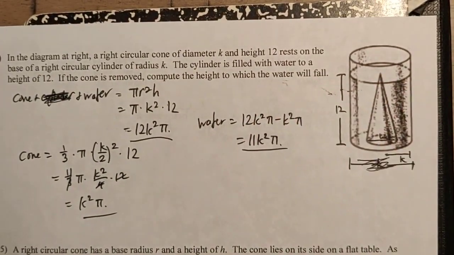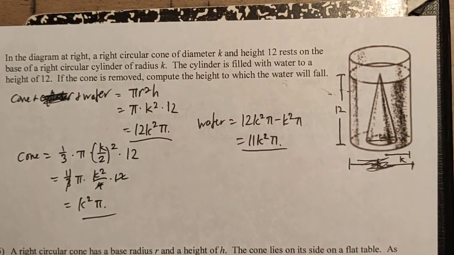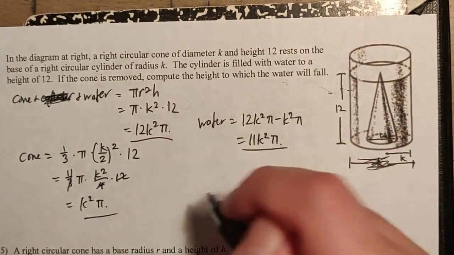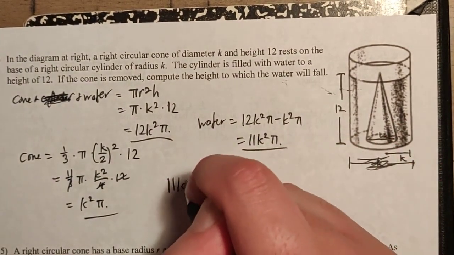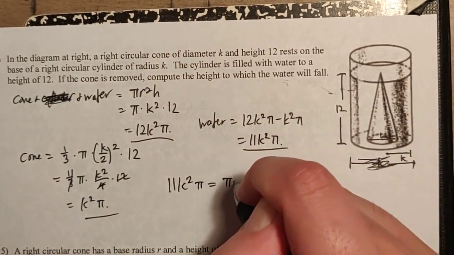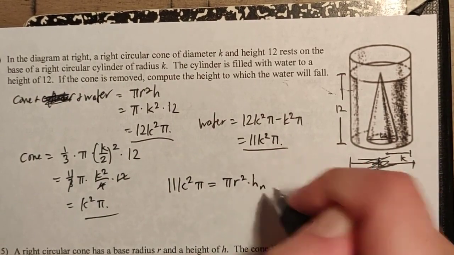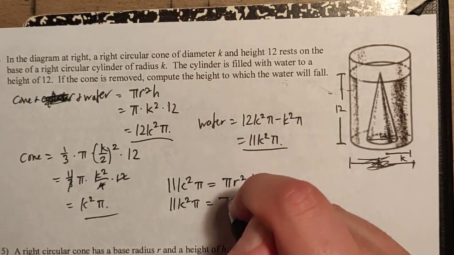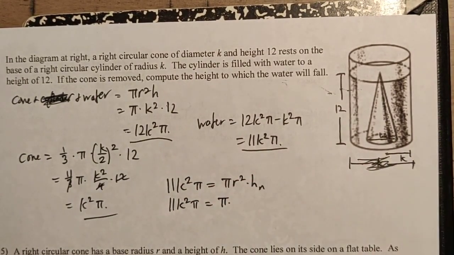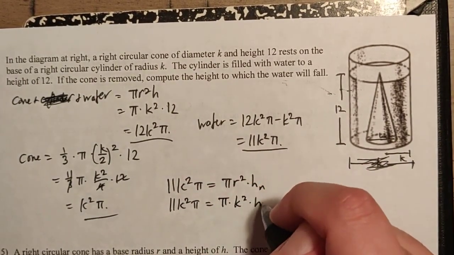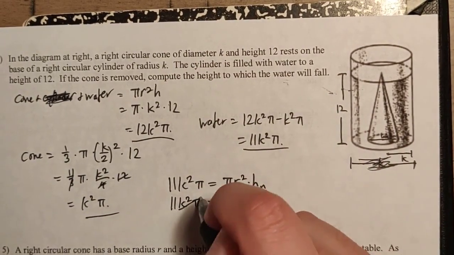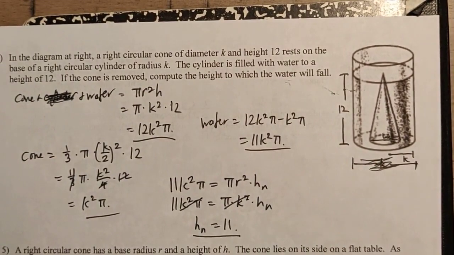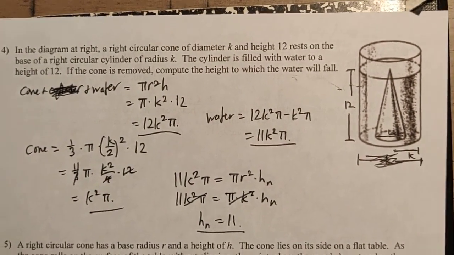And the nice part about the water is that when you remove this, the water is still going to be a cylinder here, so we can set that equal to the new height. So we have 11k squared pi equals pi times the radius squared times the new height. I'll call it hn. So you have 11k squared pi is pi times the radius squared, well, the radius is k. And you can see everything neatly cancels, leaving us that the new height is 11. Okay? So let's move on to number 5.